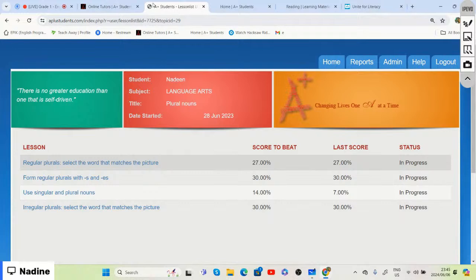All right. So that is our lesson on plural nouns. Plural nouns refer to there being more than one person, more than one place, more than one animal, or more than one thing, right? So that is plural nouns. All right, so that is the end of our lesson on plural nouns.